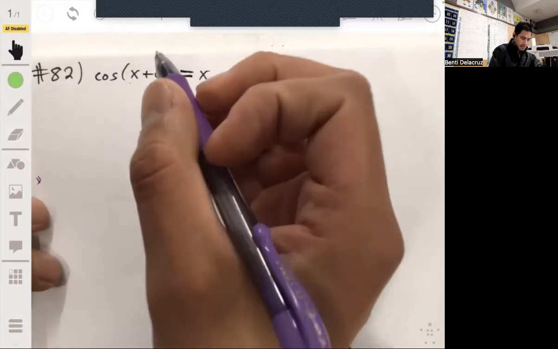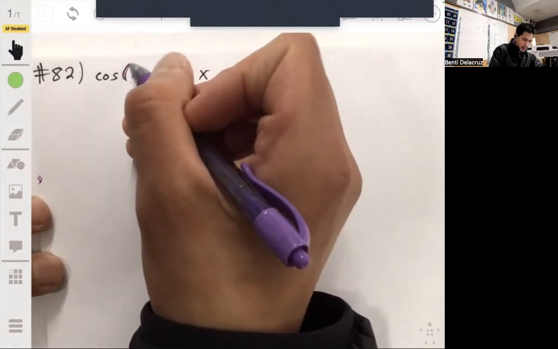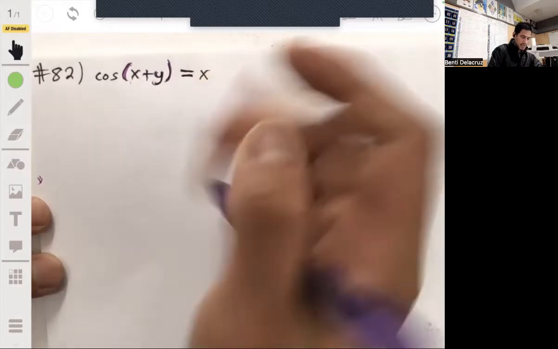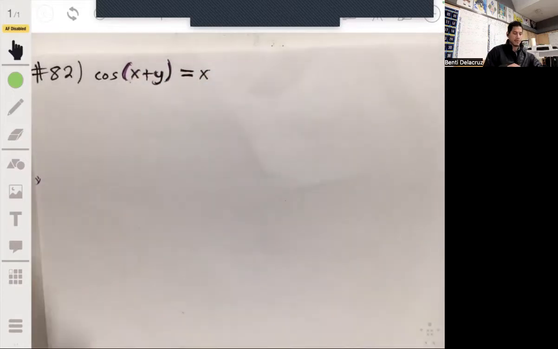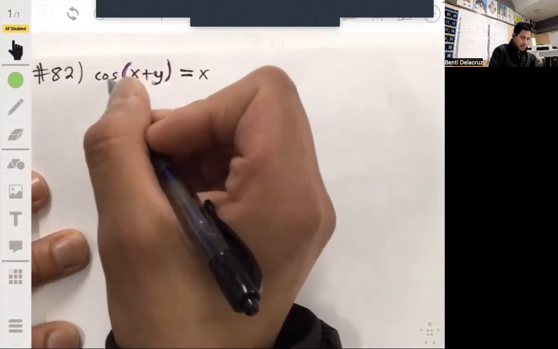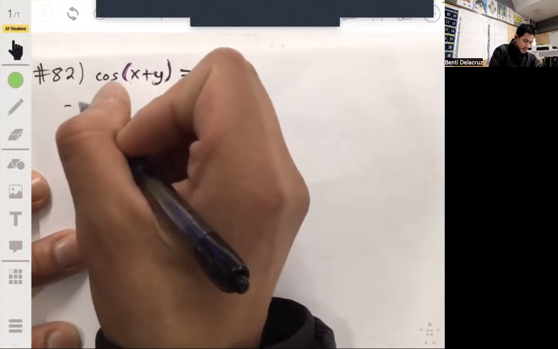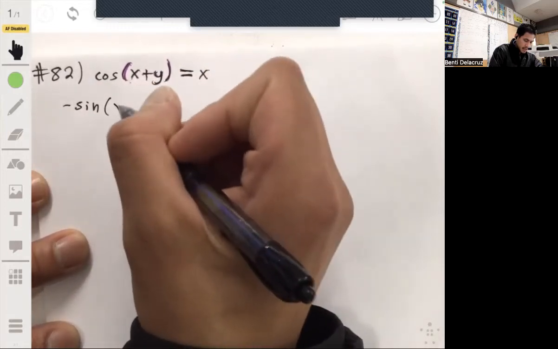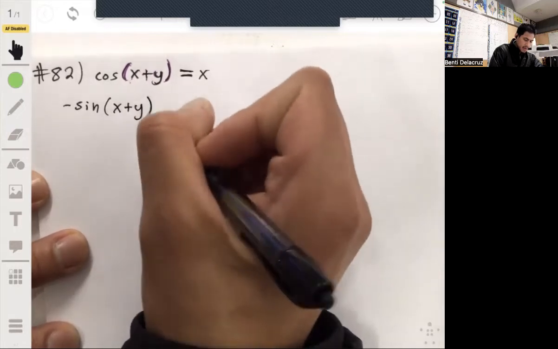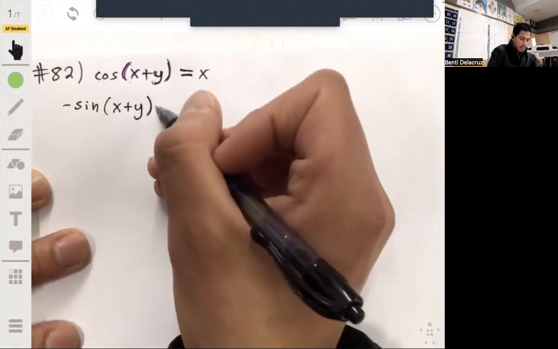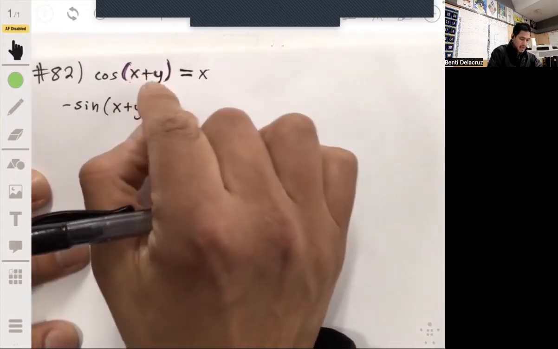So let me rewrite this. Let's put this in purple. So you have the cosine function on the outside and the x plus y function on the inside. So first I'm going to take the derivative of the outside function, which will be the derivative of the cosine function. So that'll be the negative sine, and leave the inside the same, the negative sine of x plus y. And then from that, I'm going to multiply by the derivative of the inside.